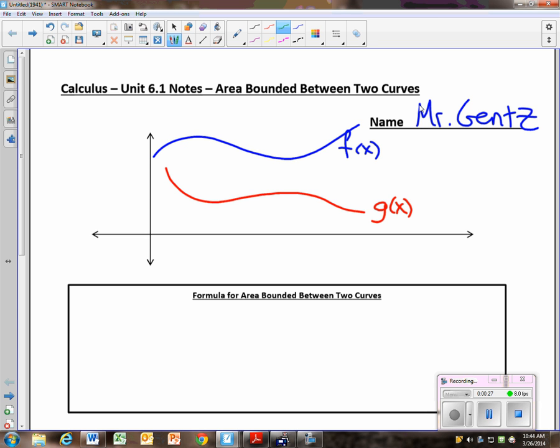Okay, so now this is the idea. We have two functions, okay? Instead of having one function, we're going to have two. Yes, exactly. So we're going to find this.